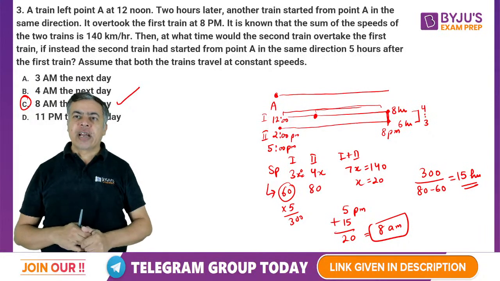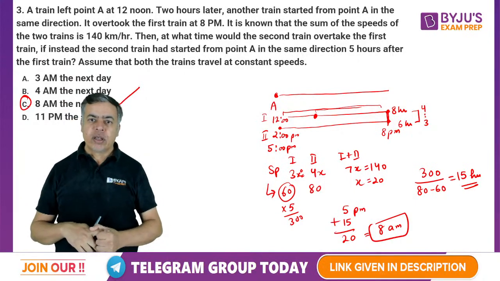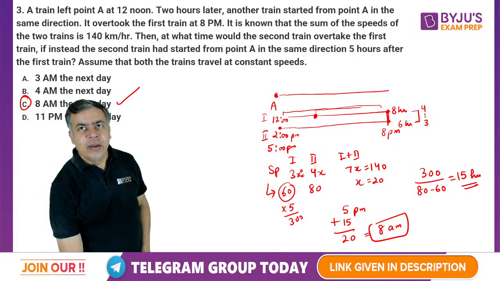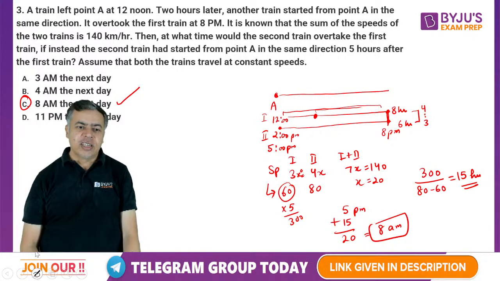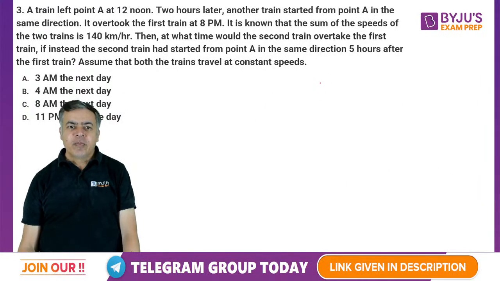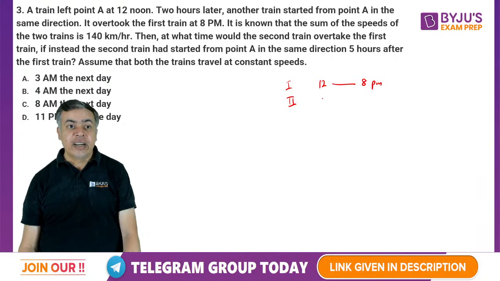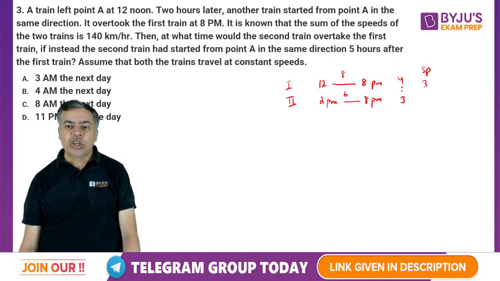So the speed ratio you can get from here. 4:3 is the time taken, so 3:4 is the speed ratio, right? If 3:4 is the speed ratio, the time you could have directly done also. You could have directly done this question: the first train travels 12 to 8 p.m., whatever distance it travels, the second train travels the same distance from 2 p.m. to 8 p.m. That means 8 hours and 6 hours. The speed ratio you will get, because the time taken is 4:3, so speed ratio is 3:4.